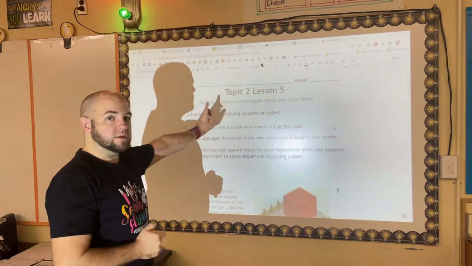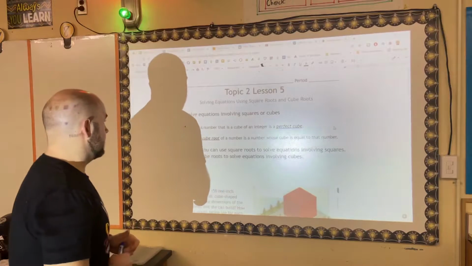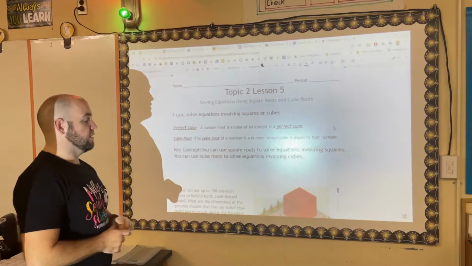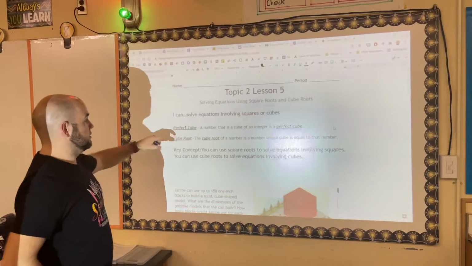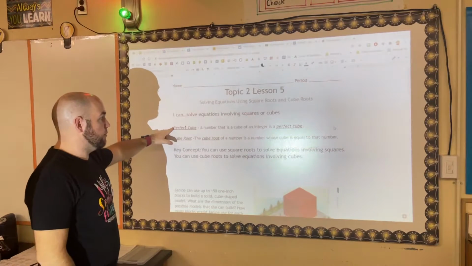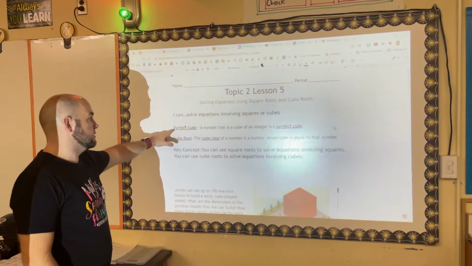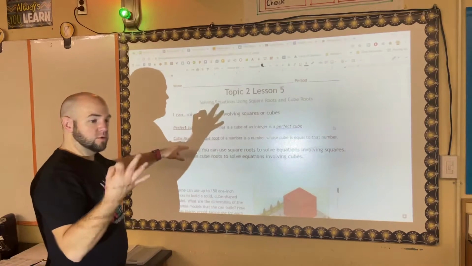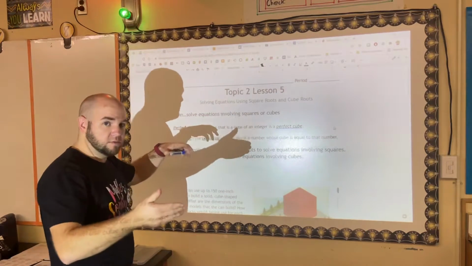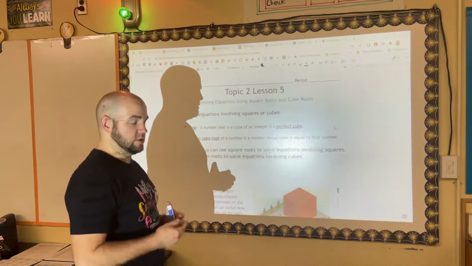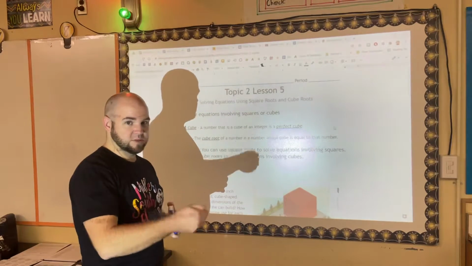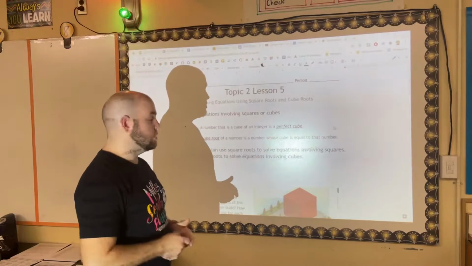All right, hey, we're looking at 2-5 today. We're gonna do some equations, solving them with our squares or cubes. So we're reviewing, we've got perfect cubes and we got cube roots. So cube refers to 3. If I've got length, width, and height of something, or you've got something that's being multiplied by itself 3 times, so 7 times 7 times 7, that is a cube.